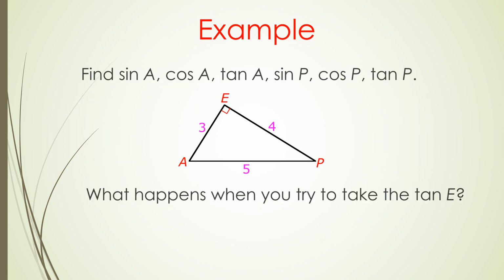All right, so let's practice. Now, we did this already, but let's do it with numbers now. And I'll let you do this on your own. So across the top, find the sine of A, the cosine of A, the tangent of A, the sine of P, the cosine of P, and the tangent of P. And then we'll talk about why we're avoiding the angle E whenever possible.